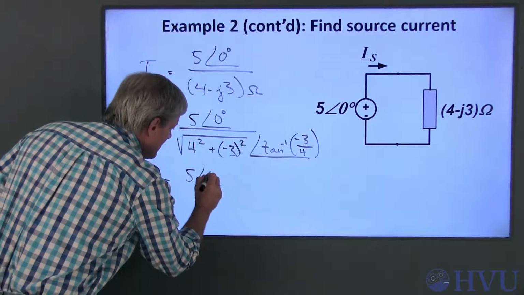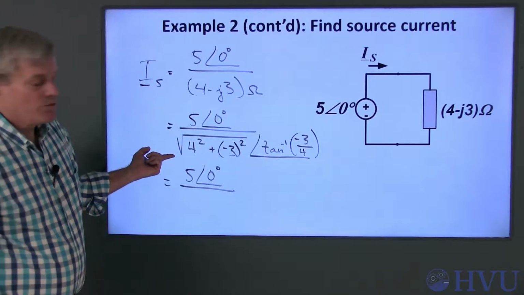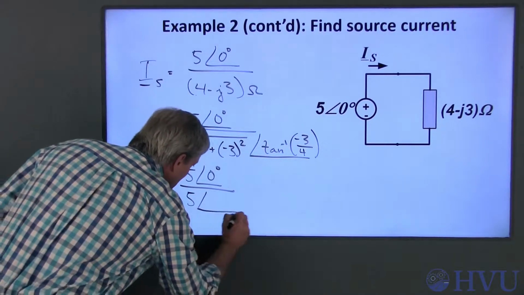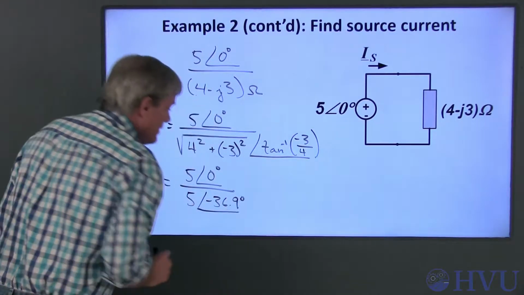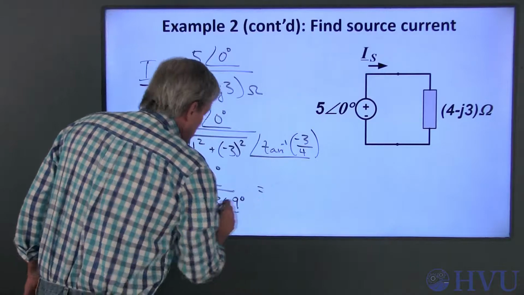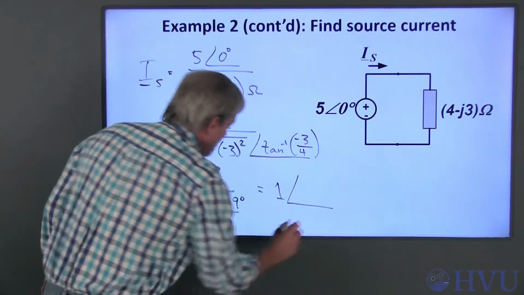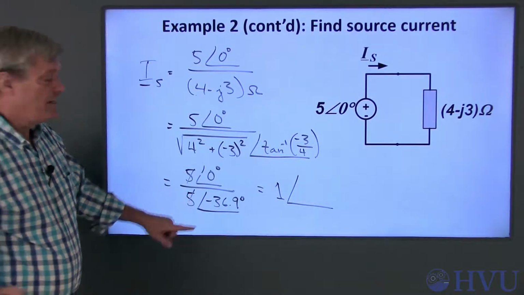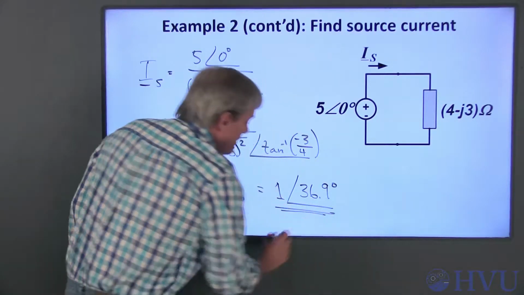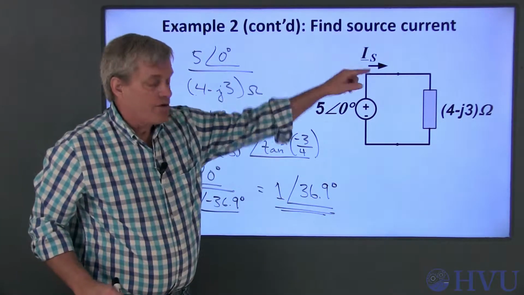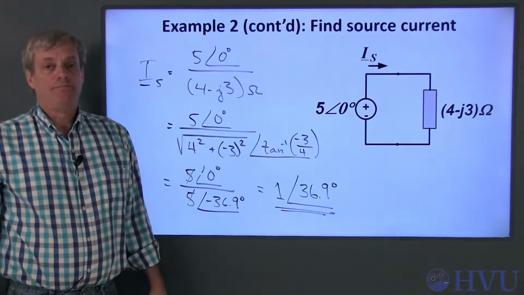So this is 5 at an angle of 0 degrees. 16 plus 9 is 25. Square root of 25 is 5. So this is 5 at an angle of, this turns out to be minus 36.9 degrees. So amplitude-wise, the 5's cancel. This has an amplitude of 1 and a phase angle of 0 minus a negative 36.9 degrees, which is positive 36.9 degrees. Now let's use this source current in a current divider formula to find the capacitor current that we originally wanted.